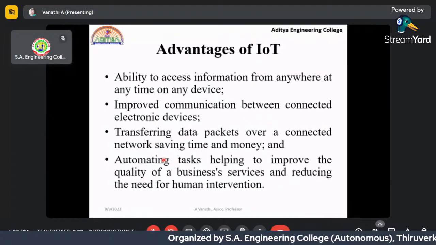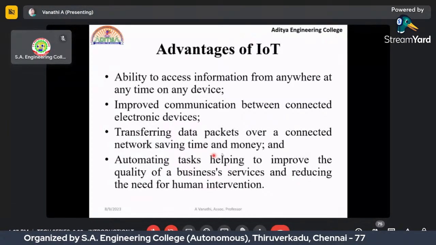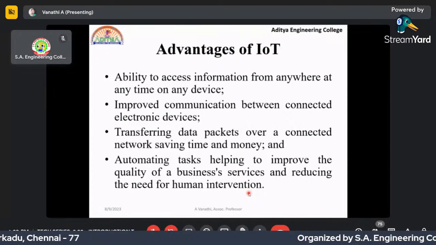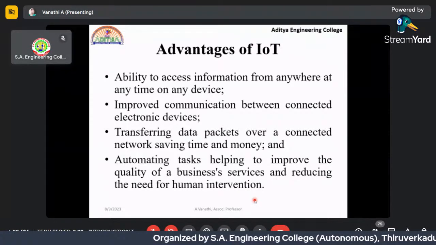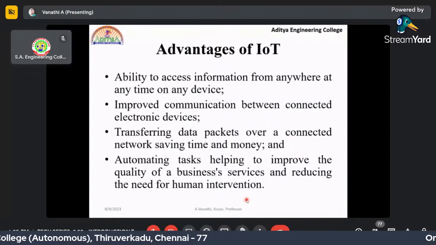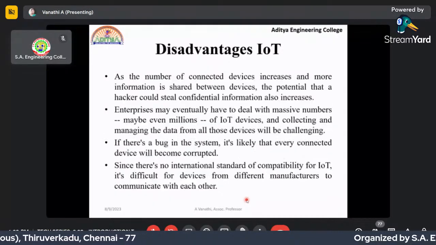This automation helps in marketing strategy. It improves the quality of business services and reduces human intervention. It makes everything automated, so the human resources required in large numbers will be reduced, and it also avoids the errors caused by humans. It makes the data always available with the cloud application, so you can be connected anytime, anywhere. And what are the disadvantages?